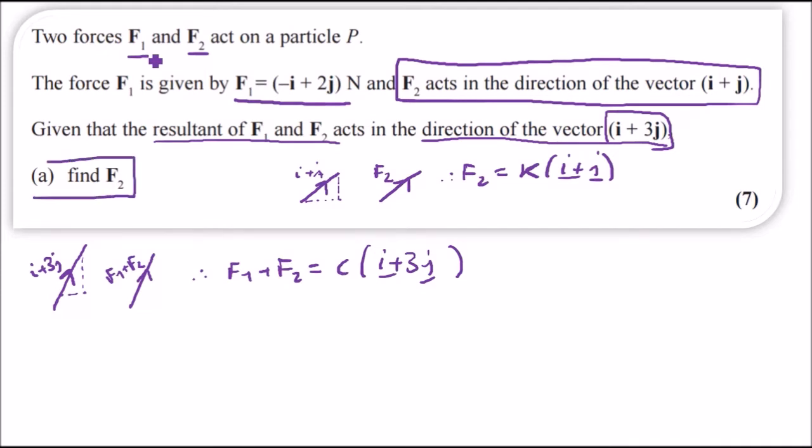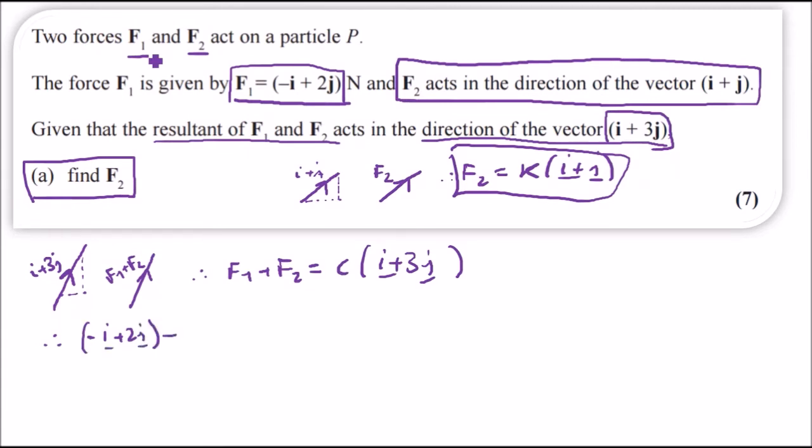Easy. And now if you think about it, we have an equation, we can just plug in, and here they want us to find, of course, F2. So technically we just have to find this value by plugging in what we know of F1, what we know of F2, and then solve it simultaneously. So hence, replacing F1, we're going to have minus i plus 2j plus F2, which is now ki plus kj, and all of this equals ci plus 3cj.